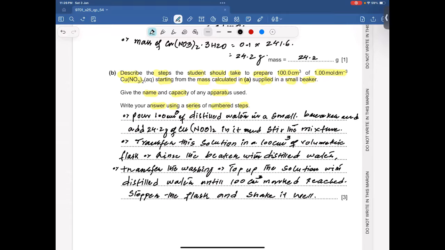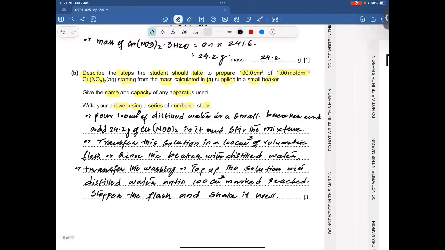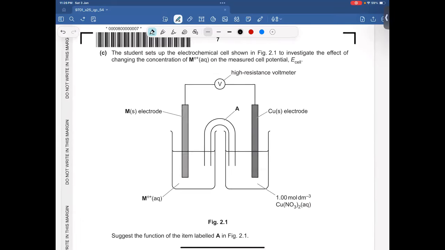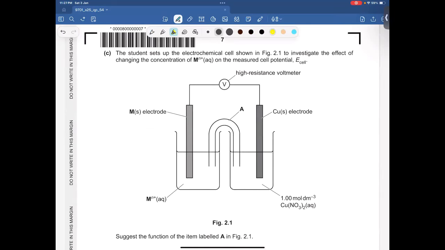Oh my goodness, for 3 marks, there's a lot of writing. We need to write a lot for 3 marks. Anyhow, let's move on to the next page. Oh, my favorite, electrochemical cell. The students set up an electrochemical cell shown in figure 2.1 to investigate the effect of changing the concentration of metal ion on the measured cell potential values.